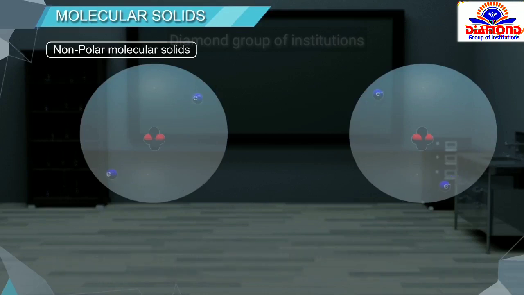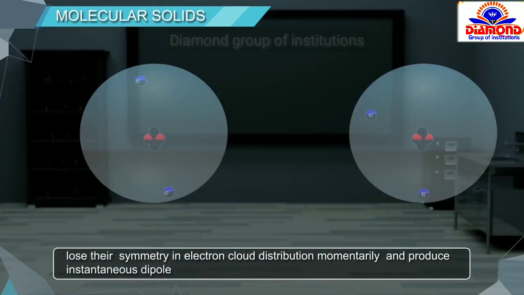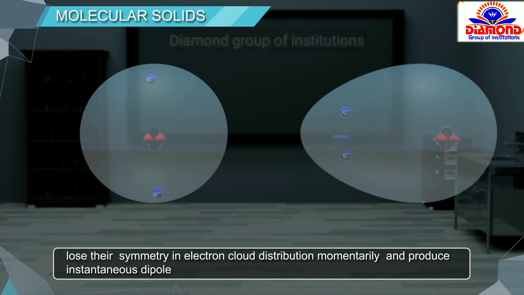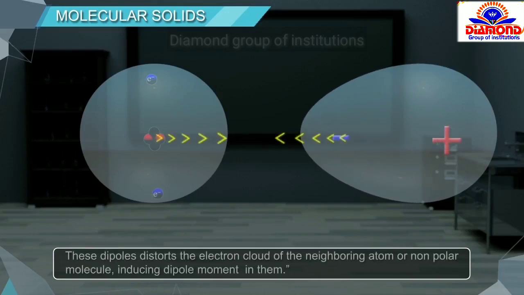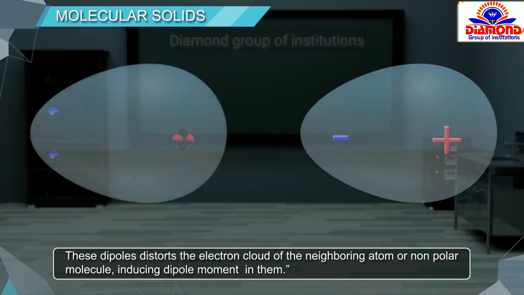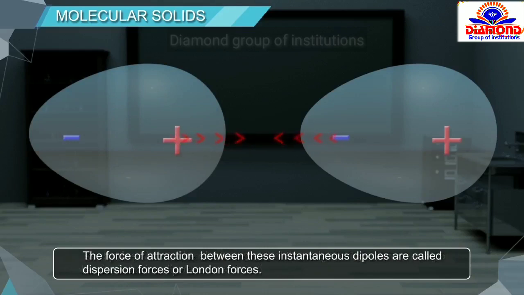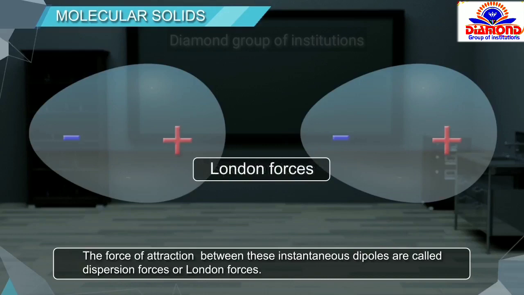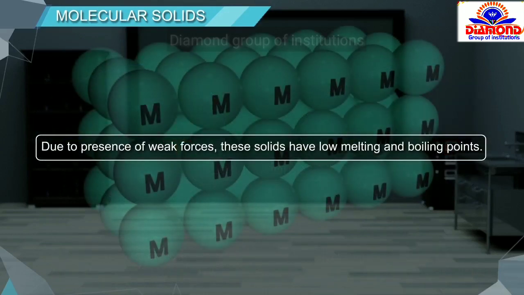Sometimes these atoms and nonpolar molecules lose their symmetry in electron cloud distribution for a shorter time and produce instantaneous dipole. These dipoles distort the electron cloud of the neighboring atom or nonpolar molecule, inducing dipole moment in them. Now, the electrostatic force of attraction between these instantaneous dipoles is called dispersion forces or London forces. Due to the presence of weak forces, these solids have low melting point and boiling point.